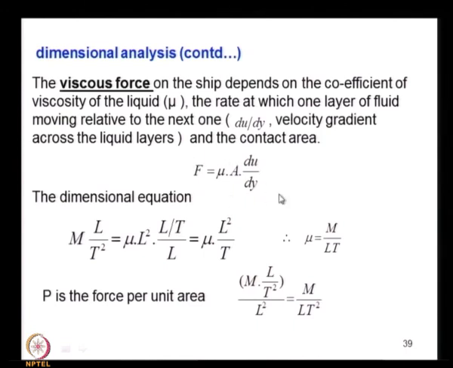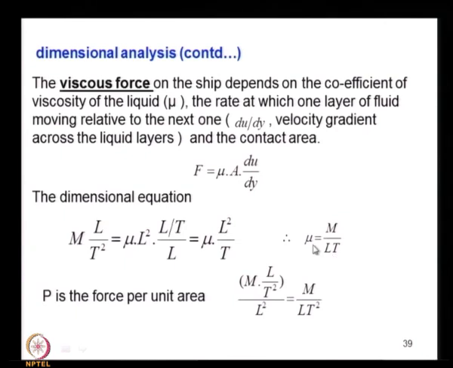Now, using this physical relation, how do you derive the unit for mu? Using the fundamental units of mechanics, that is mass, length and time. So, here you can see that F is equal to mass into acceleration, m into L by T square, that is equal to mu, you do not know what is the unit, area is L square, u is L by T, y is L. So, now you simplify it. So, you get mu into L square by T. So, that means you get mu is equal to m by L T.